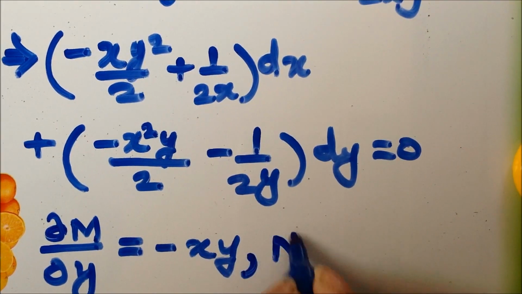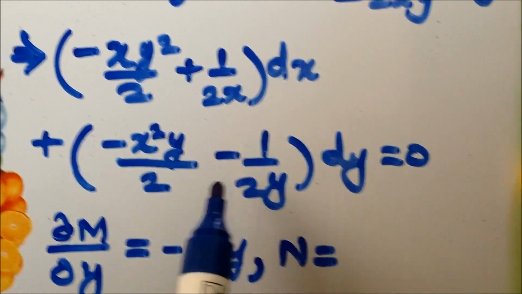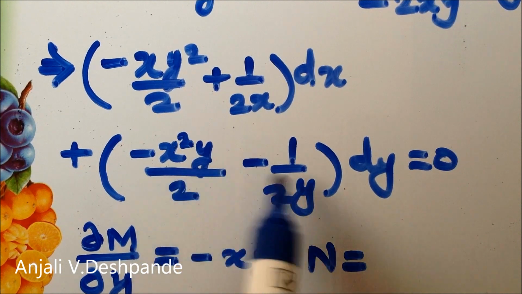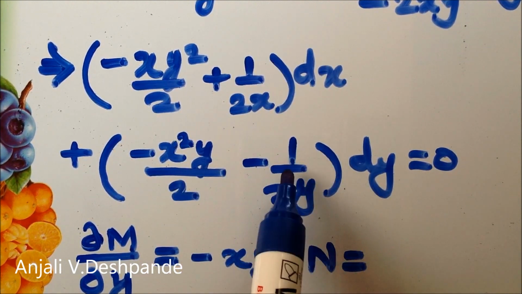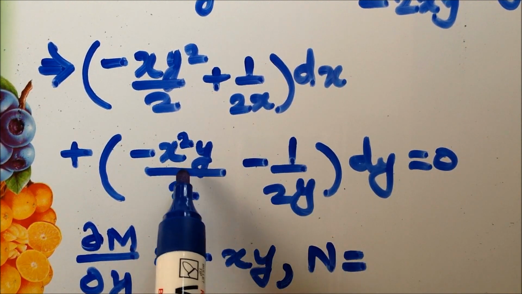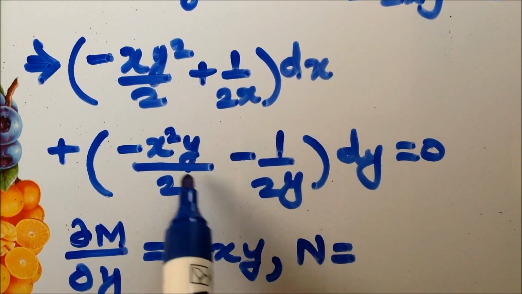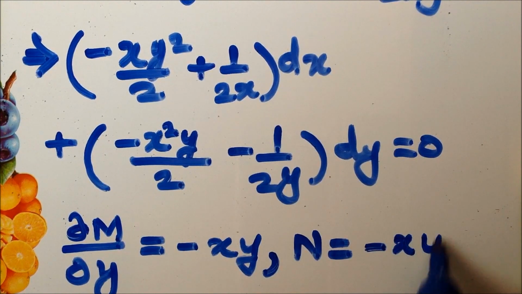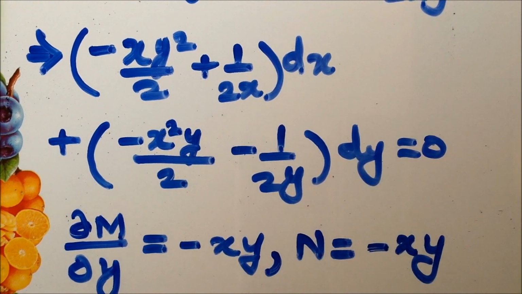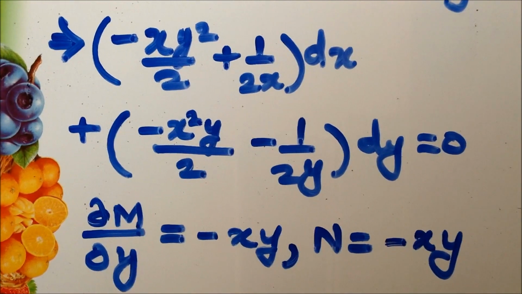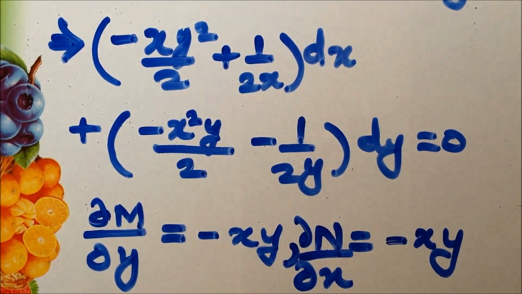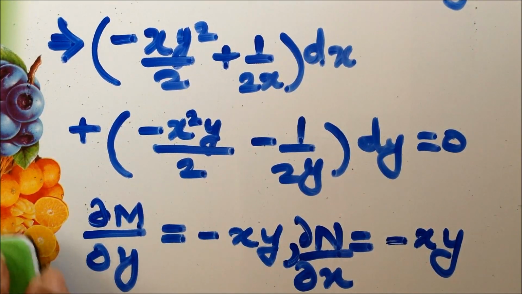Same thing for N, we are going to partially differentiate with respect to only x. So therefore over here this one will be constant, so derivative will be 0. Only this term is being differentiated partially with respect to x. So minus 2xy divided by 2, and that comes out again to be minus xy. So therefore ∂M/∂y is equal to ∂N/∂x. So both these are equal, so the condition for exactness is satisfied.